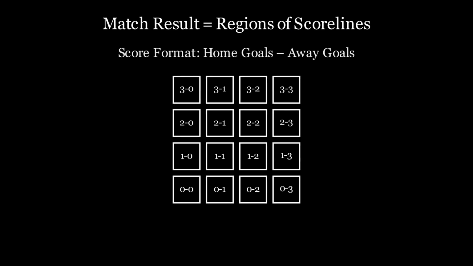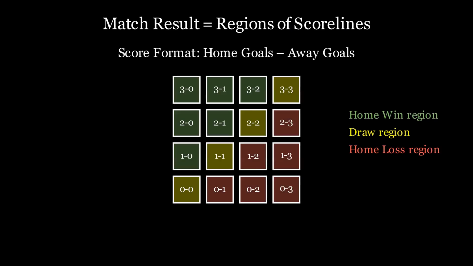To get these outcome probabilities, we need to think in terms of possible score lines. For simplicity, let's assume each team can score at most 3 goals. In this grid, every green square represents a home win because those are the score lines where the home team had more goals than the away team. But each of these score lines has its own probability, since a 3-0 is much less likely than a 1-0.